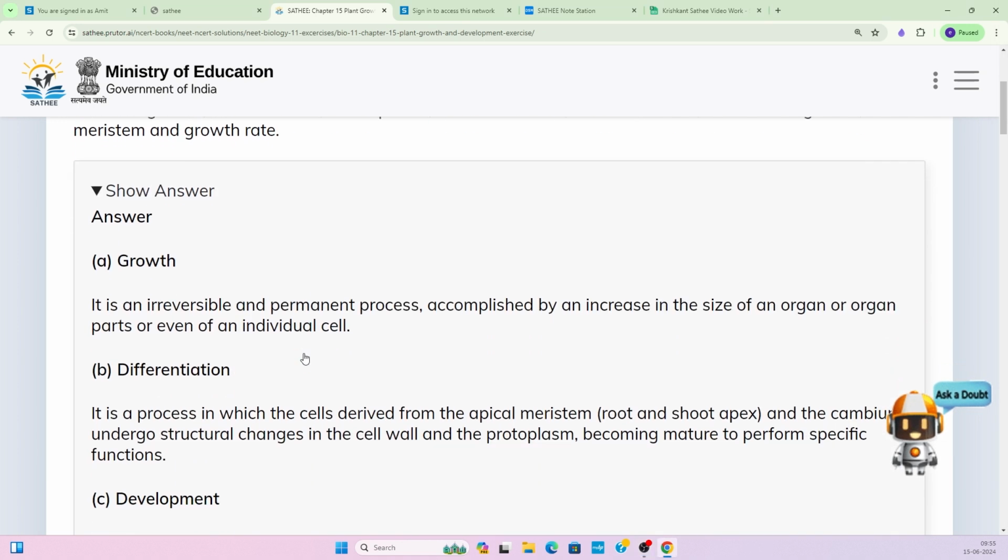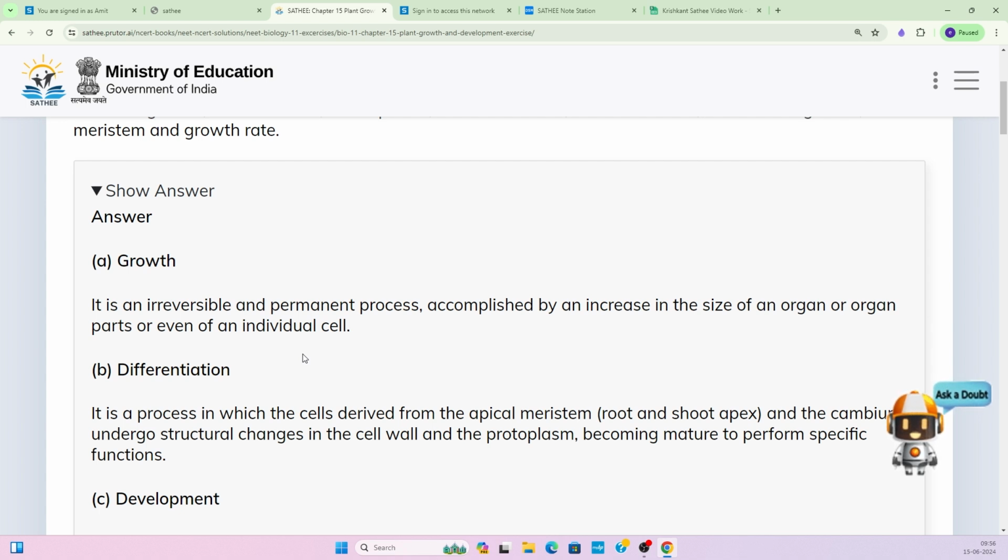So let us see. First, the definition of growth. It is an irreversible and permanent process. So growth is an irreversible process. Okay, so growth can never be reversible. It is an irreversible and permanent process accomplished by an increase in the size of an organ or organ parts or even of an individual cell.